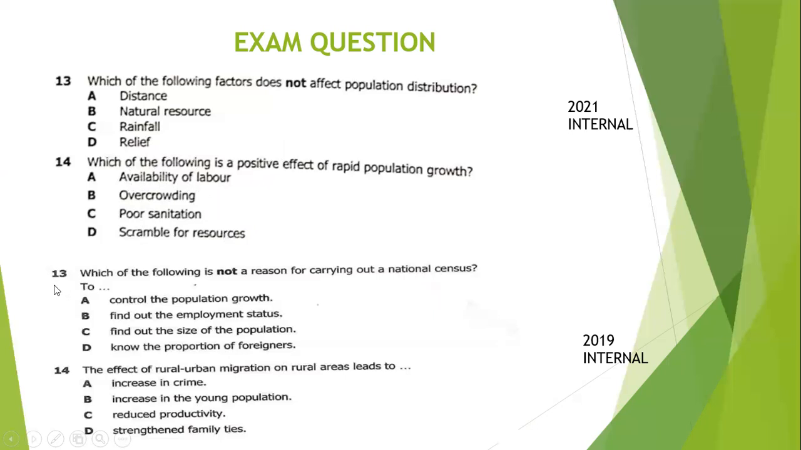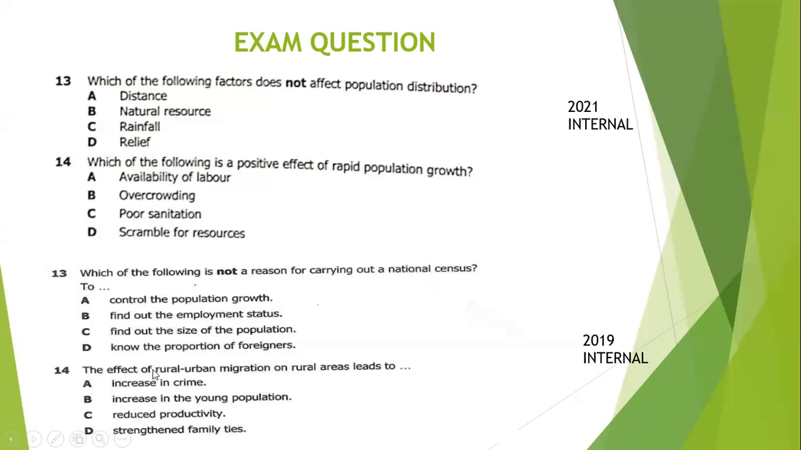Now, question 13, an extract from 2019 says, which of the following is not a reason for carrying out national census? Why do we carry out national census? We just talked about this. Now, which one is not the reason? Control of population growth. Find out the employment status. Very good, yes. This one, we do census for this. Find out the size of the population. Yes. Know the proportion of foreigners. Yes. So the best possible answer here is control the population growth. This is not the main reason.